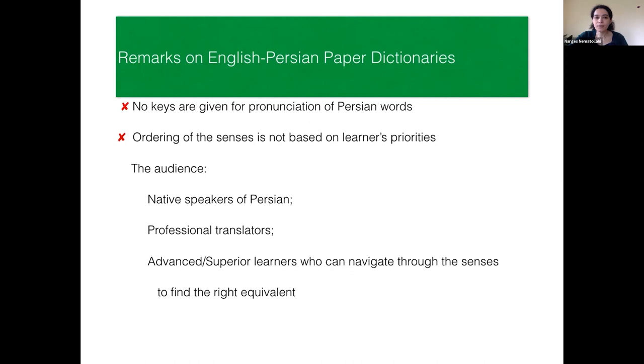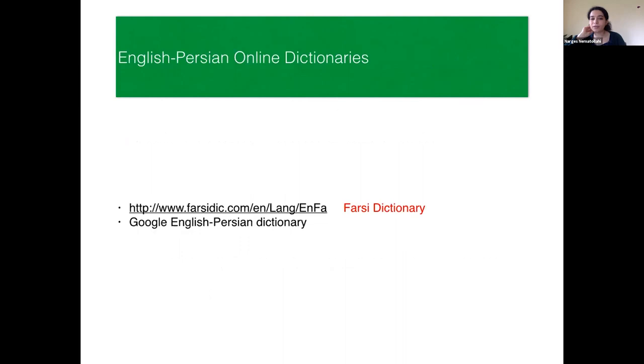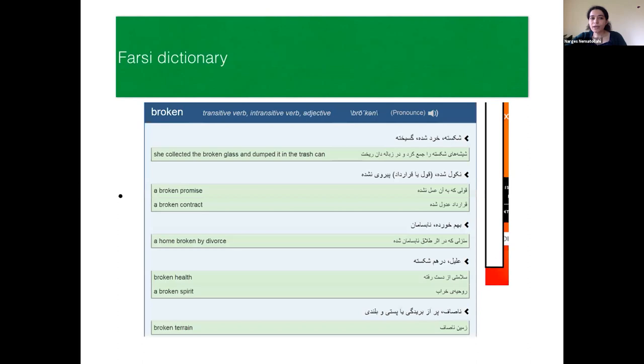For English Persian online dictionaries, there are a few of them. I only choose two of them because many of them are very similar to each other. So I only show two of them, the Farsi dictionary and Google English Persian dictionary. So as you can see, I'm working with the same word, for example, broken.